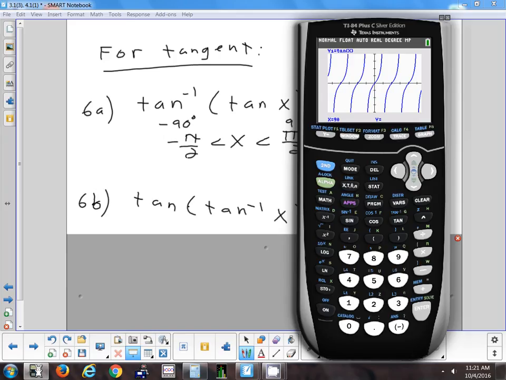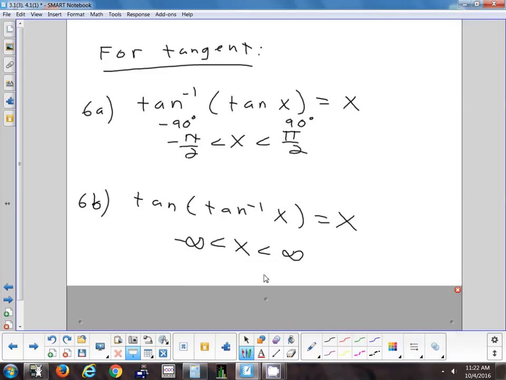Try something like 90.001. Negative 57,000. So that's relatively low. So it is going up and down forever, which means on formula 6b, our restriction is between negative infinity to infinity. But what does that really mean? It can be any number. Yeah, so formula 6b always works. You don't even have to think about that one. It always works.